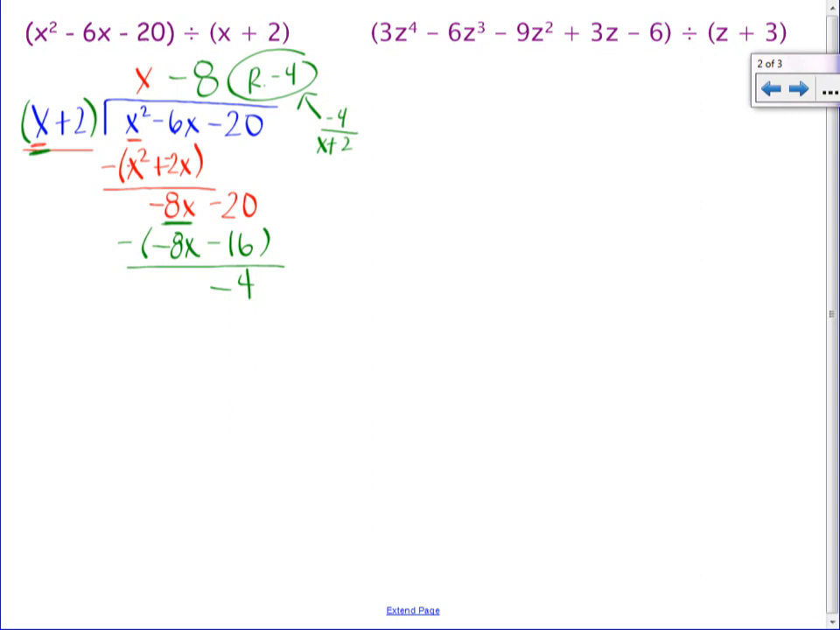Okay, let's do another one. We've got z plus 3, and rewrite this whole thing.